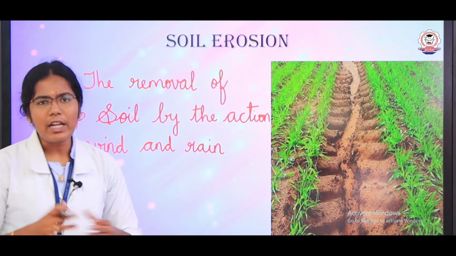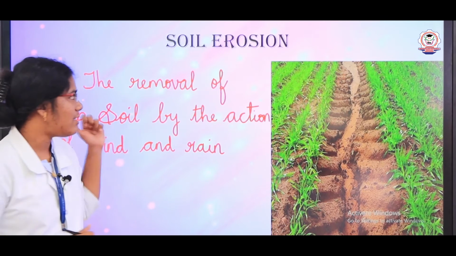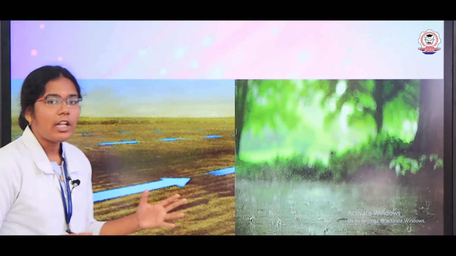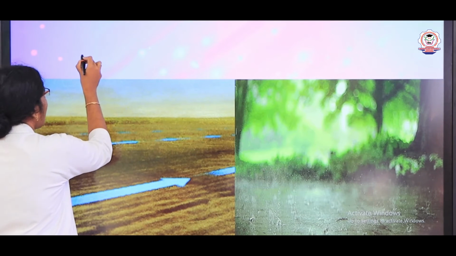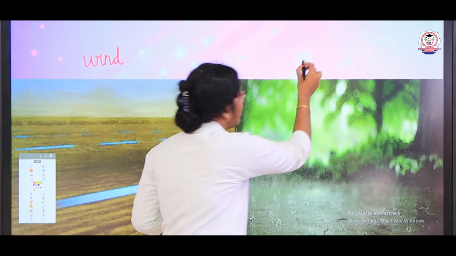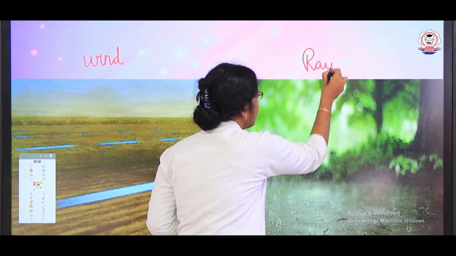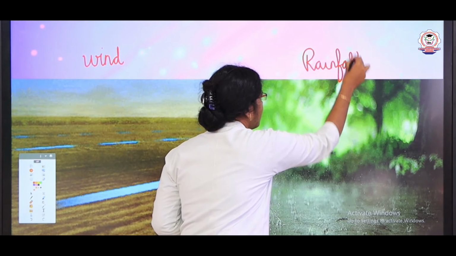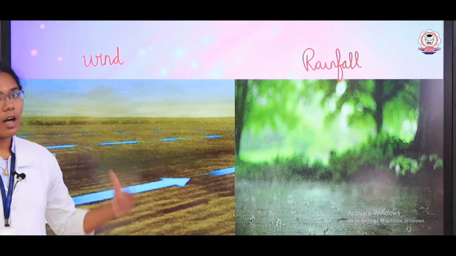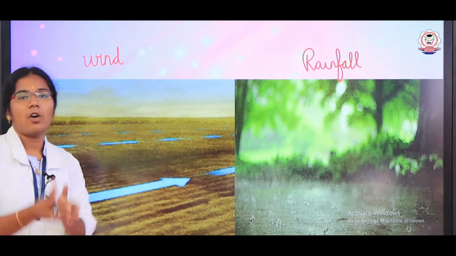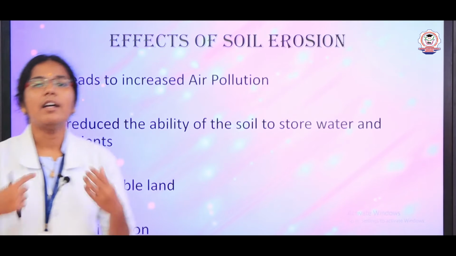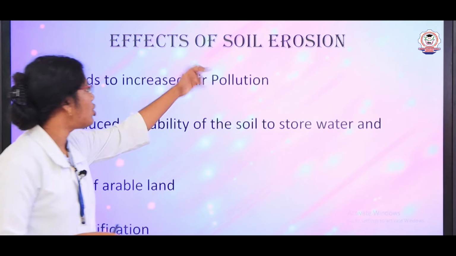Soil erosion is very dangerous to our earth. Shall we see what are all the effects of soil erosion? Yes children, soil erosion is caused by the action of wind and rainfall. This is not the only reason, we also have some other reasons. We will discuss the causes of soil erosion. The main causes are the wind and rainfall. Shall we see the next topic, the effects of soil erosion.